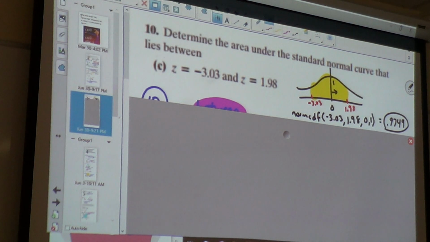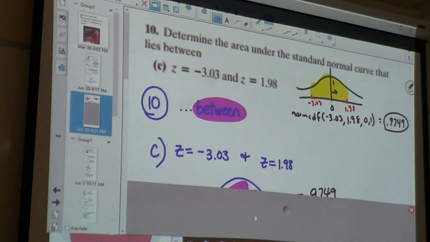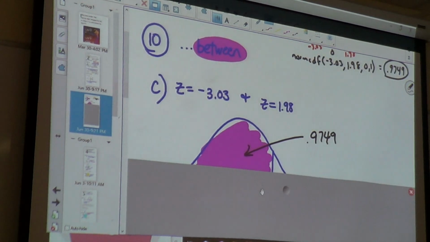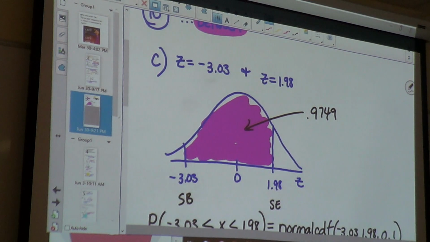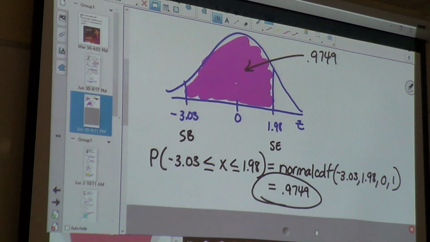Did you see what you did wrong? Yeah. All right. So here is the cute picture. That means that 97.49% of my graph is shaded.